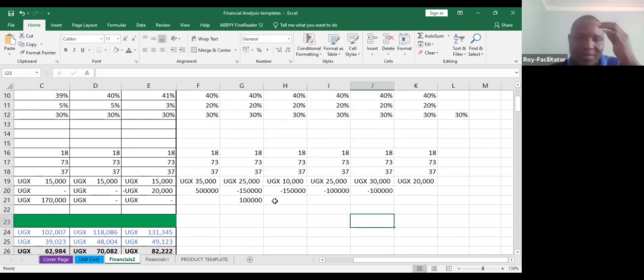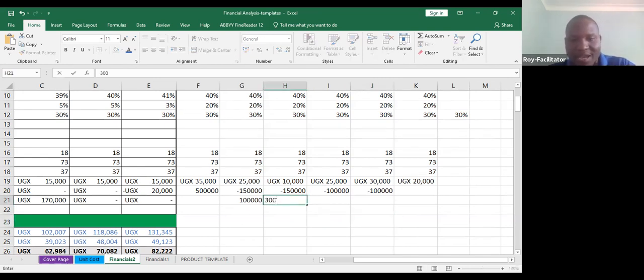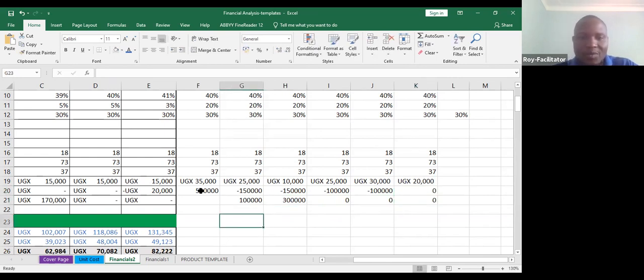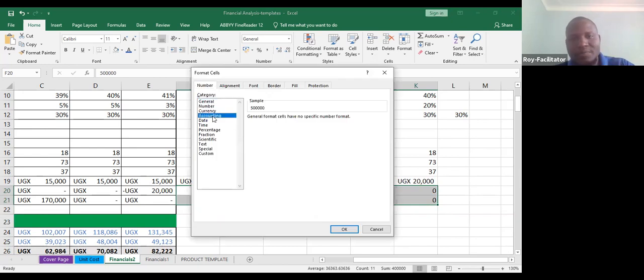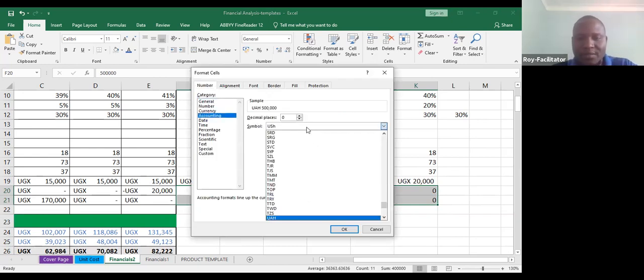Okay, let me see. Then I'll be giving out some more equity, 300. The rest I can just leave at 0. So I'm also going to convert this to UGX, and go to accounting and put the currency.